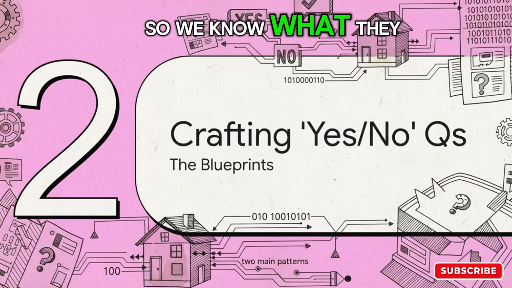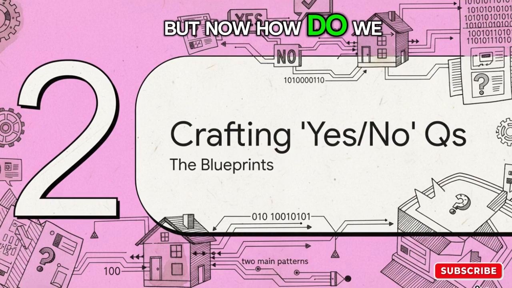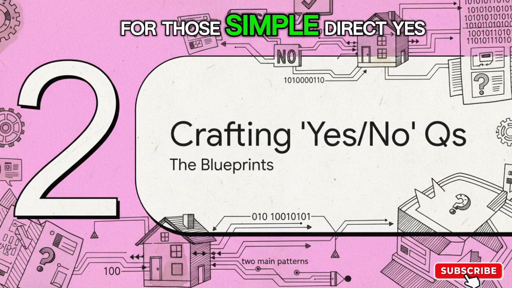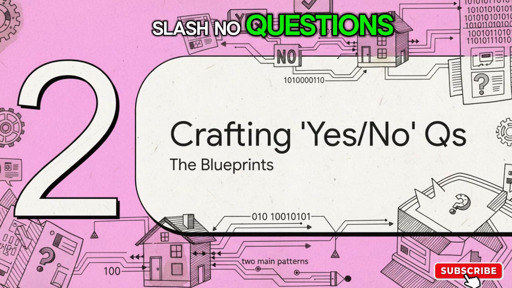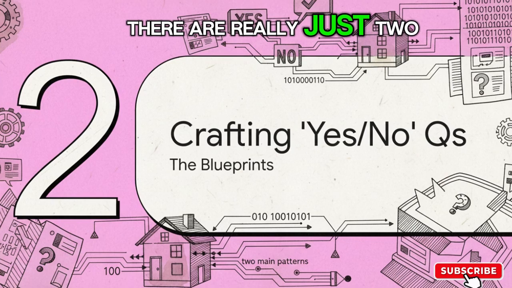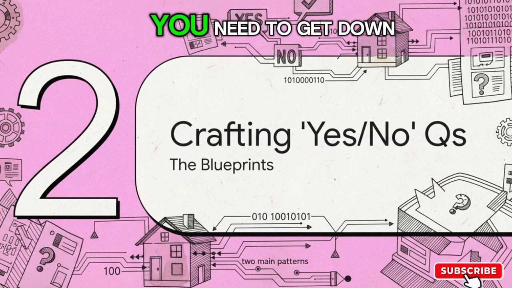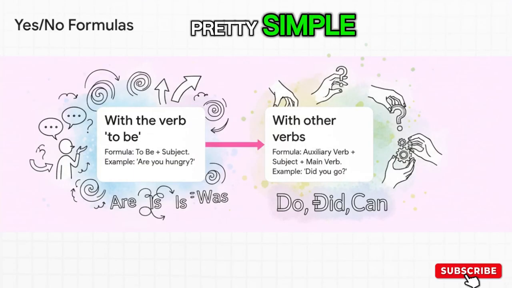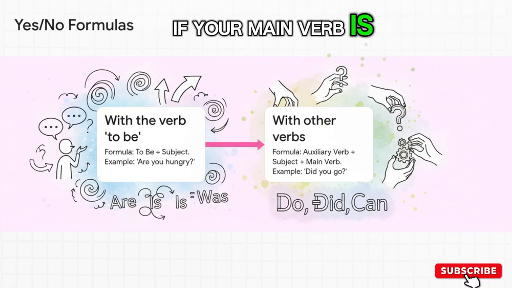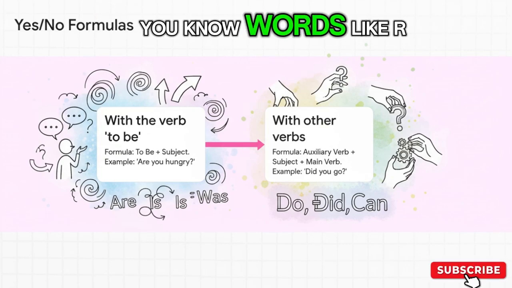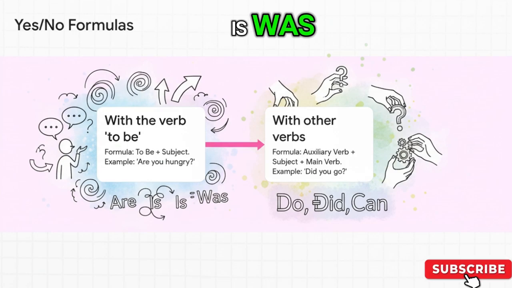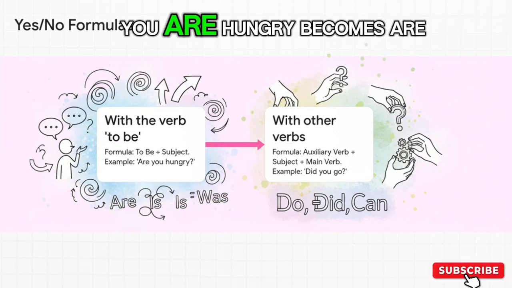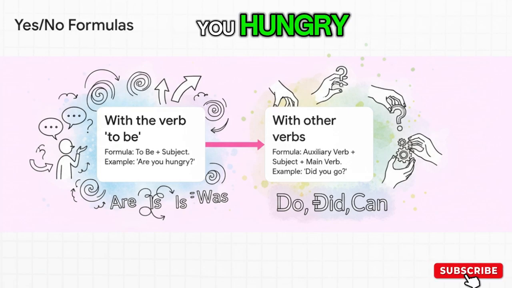Okay, so we know what they are. But now, how do we actually build them? Let's start with the blueprints for those simple, direct yes/no questions. There are really just two main patterns you need to get down. The formulas here are actually pretty simple. If your main verb is to be, words like are, is, was, all you do is flip the verb and the subject. You are hungry becomes, are you hungry?